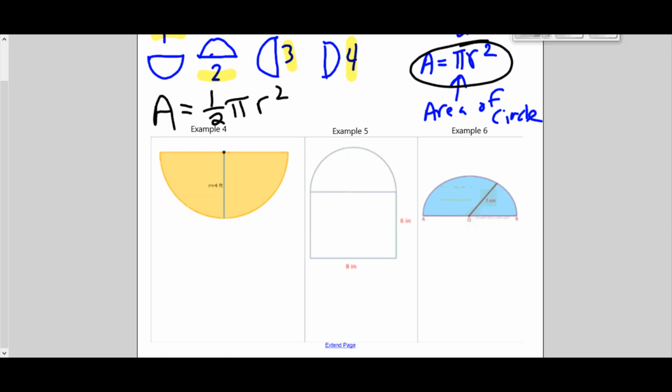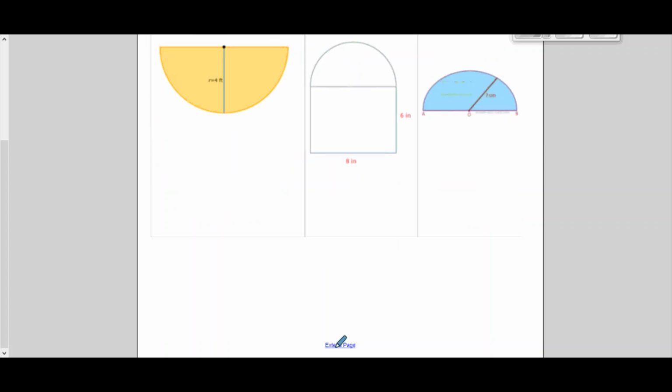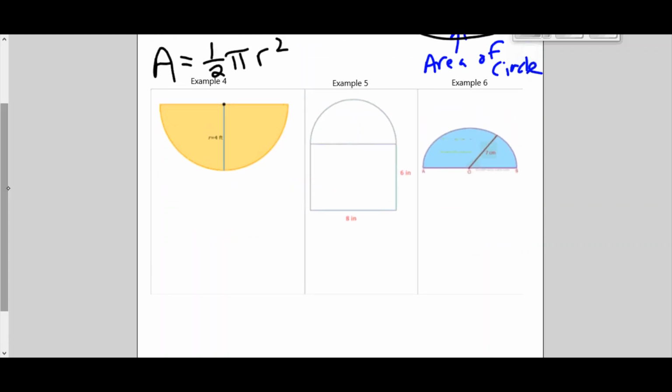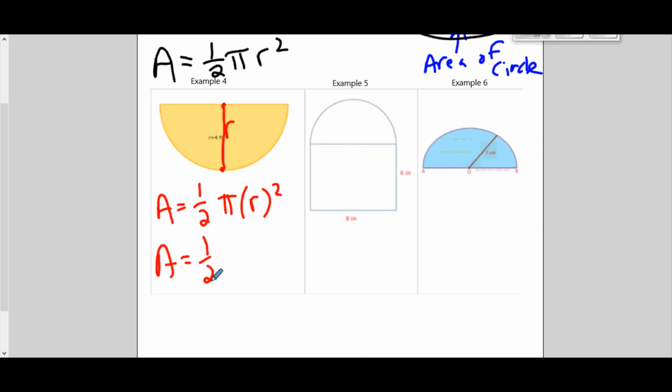Now, here's a couple of examples to allow us to practice using that formula. The first example, example 4, is just sort of picking up where we left off. Notice I'm given from the center to a point on the circle. This is what we call a radius. So the radius is 4 feet. So I'm going to say area is 1/2 pi times r squared. And now I'm going to plug in my 4. So area equals 1/2 of pi times 4 squared.